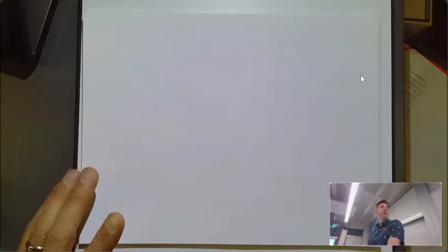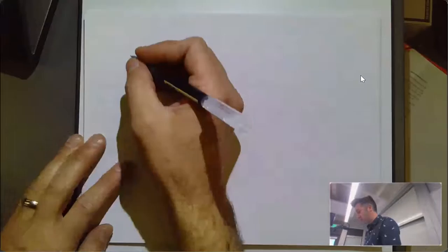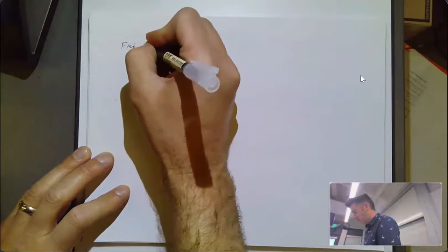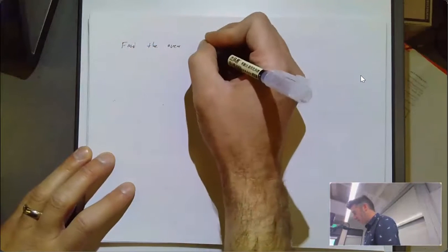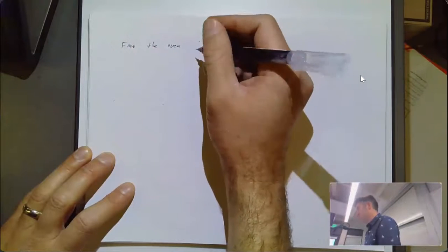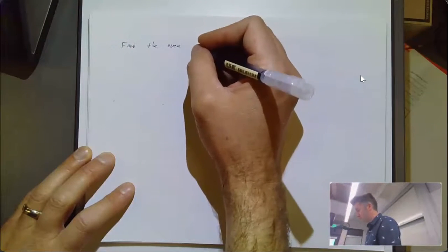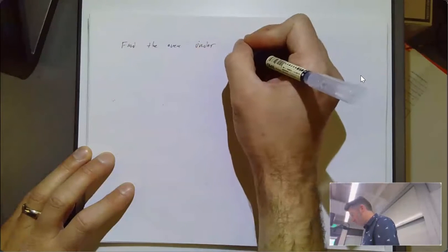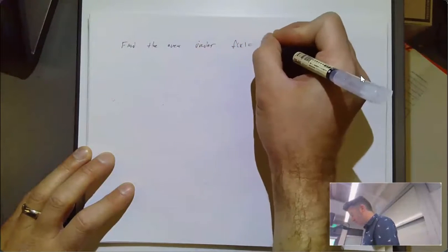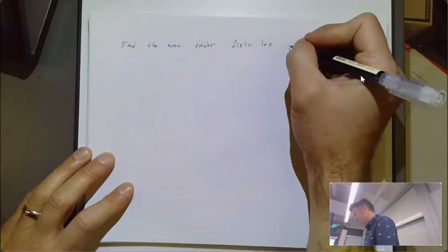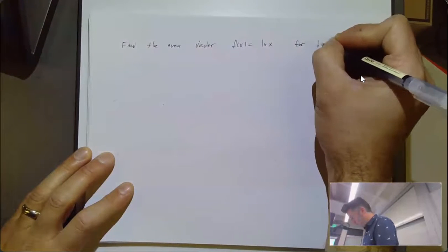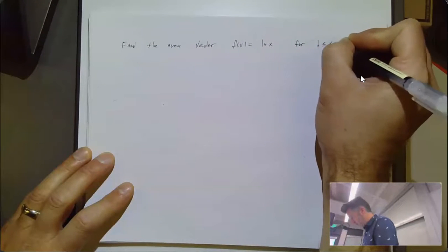One thing I want to point out is someone could ask a question like this. So let's go back to area for a second. So find the area under f of x equal to the natural log of x for x between 1 and, sure, e squared.